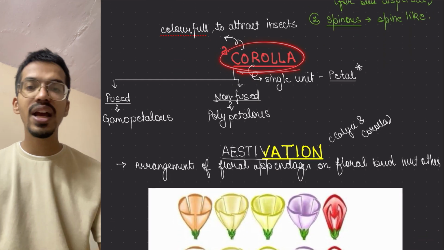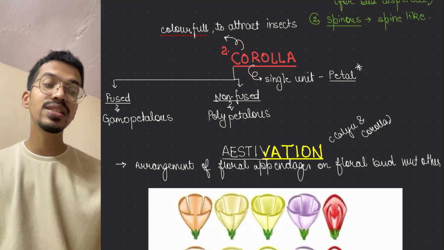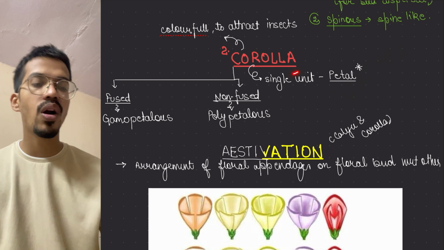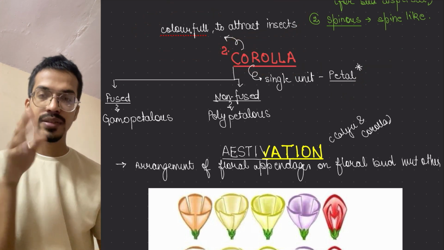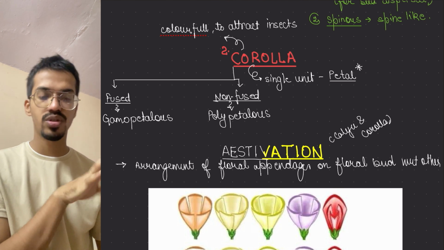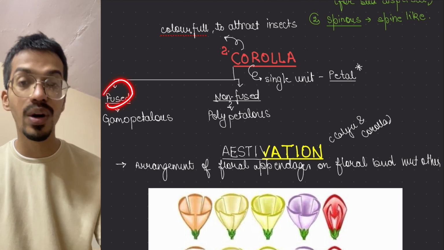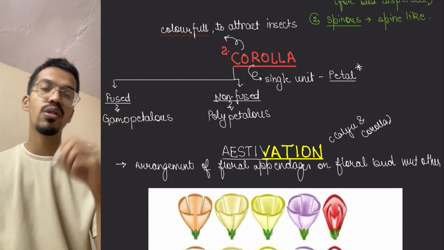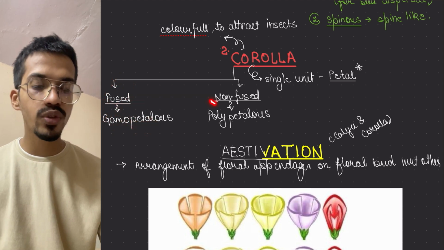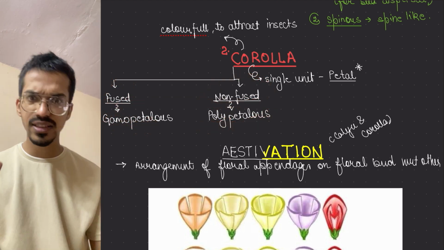Then comes the corolla. Corolla is what? The single unit is called a petal, collectively called corolla. They are colorful to attract the animals. They could be fused or non-fused. The simple word for fused is gamo, and here we will call it gamopetalous. So corollas are fused. Non-fused means polypetalous. Easy to remember.